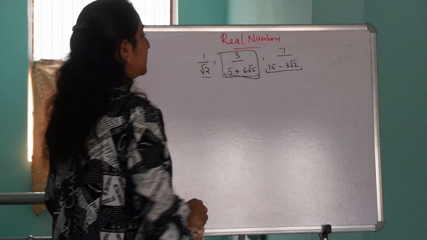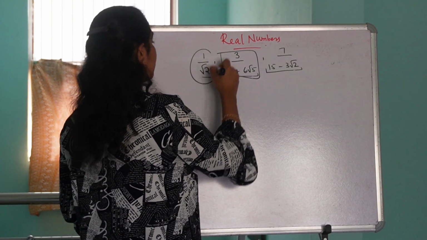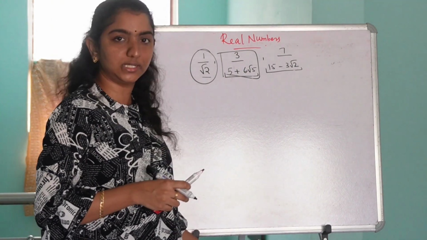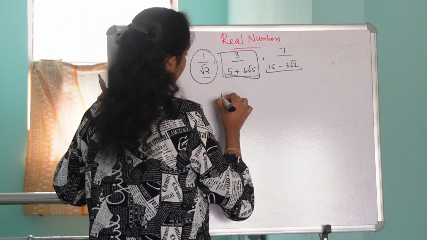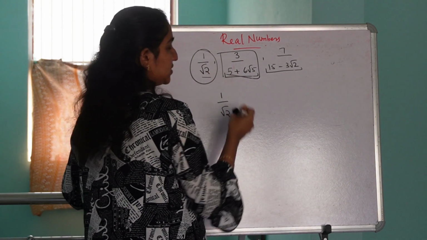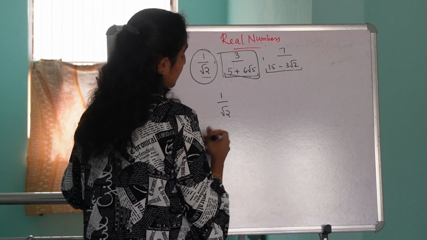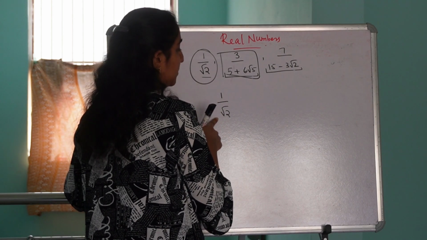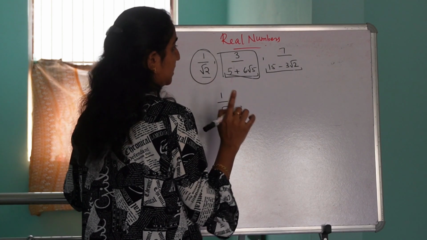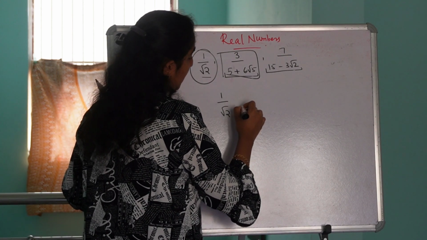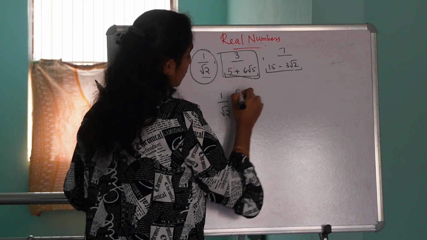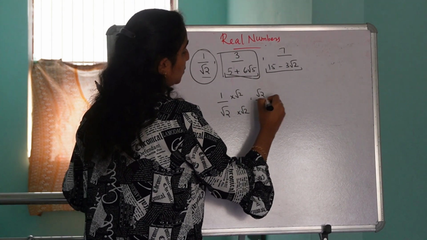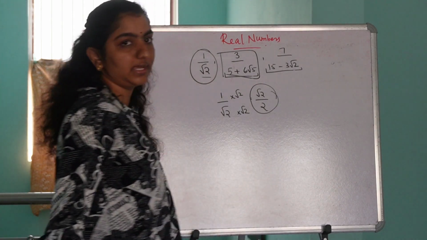Okay. So in the first example, there is only one term in the denominator, isn't it? So to rationalize such numbers, you can simply multiply both the numerator and denominator by the irrational number given in the denominator. Here, you can multiply both numerator and denominator by root 2 because the denominator of the given real number is root 2. So we will get root 2 by 2. Is it clear?